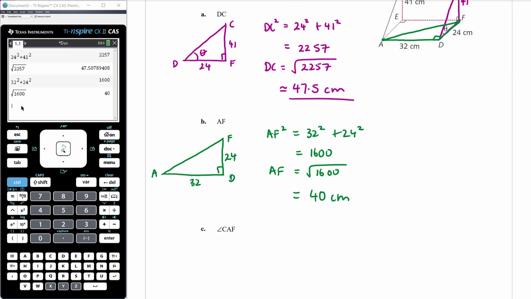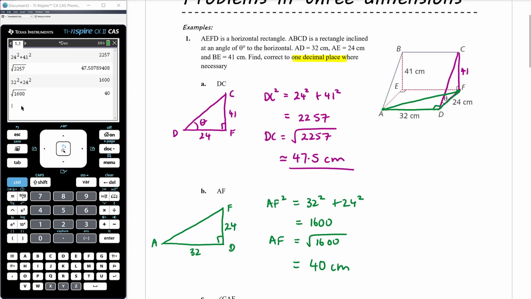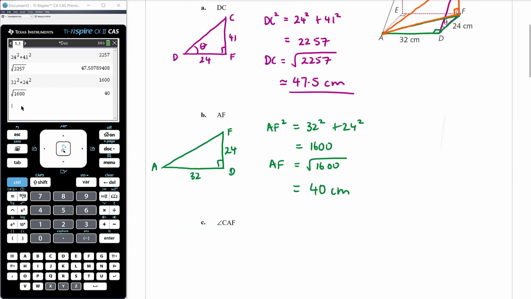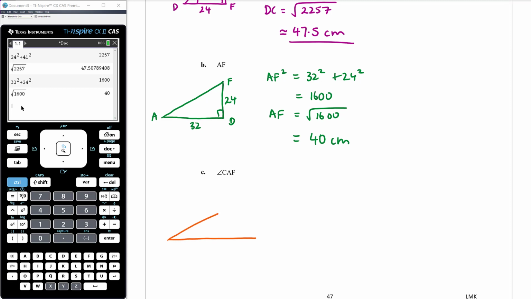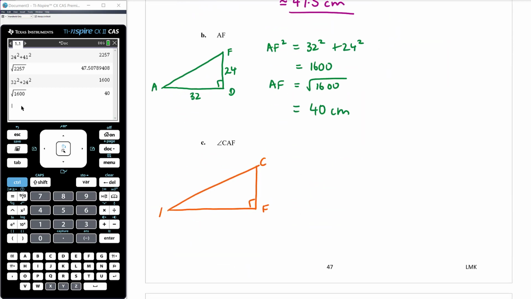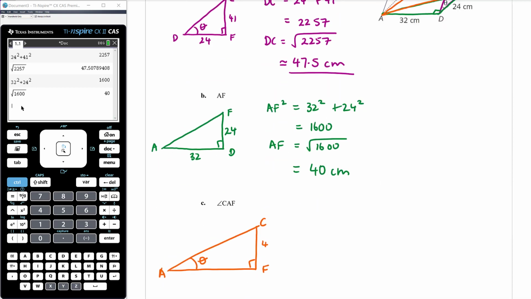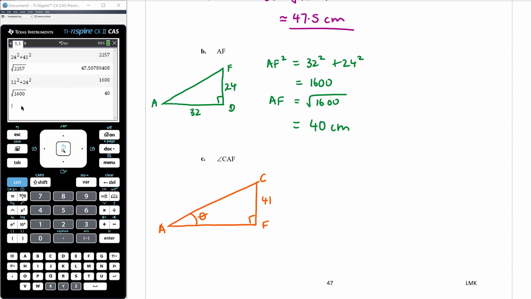Okay, so then we want angle CAF. We're going to need a triangle in which we have C and A and F. So now we want to think about C to A to F. It's a triangle that's standing up in the middle of this shape. That's a right angle in there. If I draw that out, that's C and that's F and that's A. So CAF is this angle in here. That's what we're trying to find. C to F we know is 41, we've got that originally in the diagram. A to F we've just worked out in part B, and that's 40.